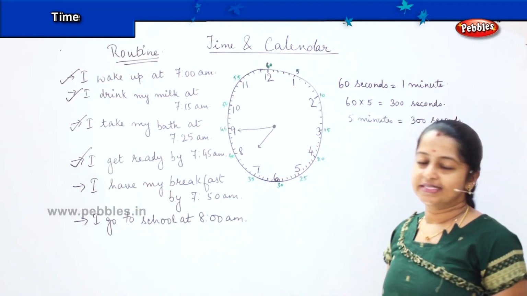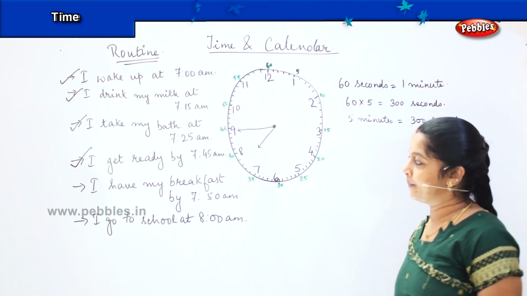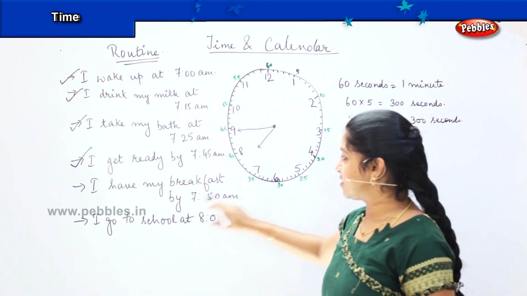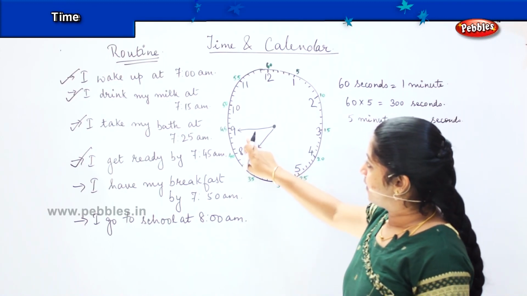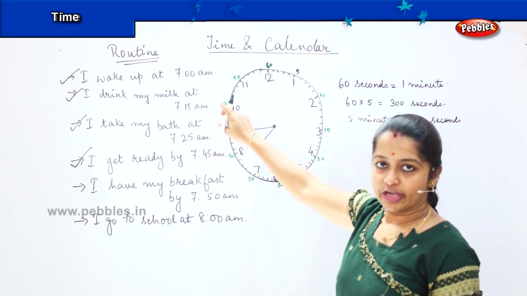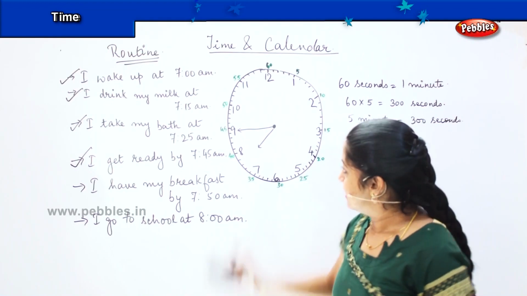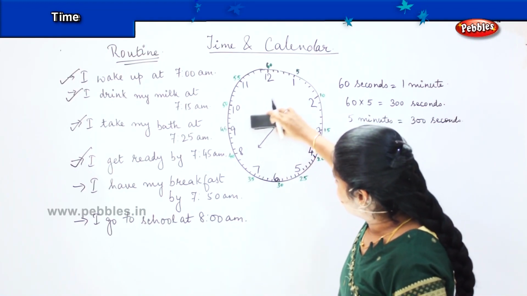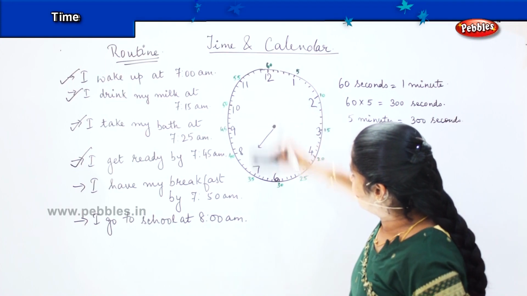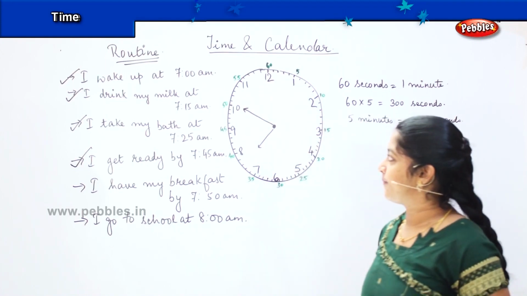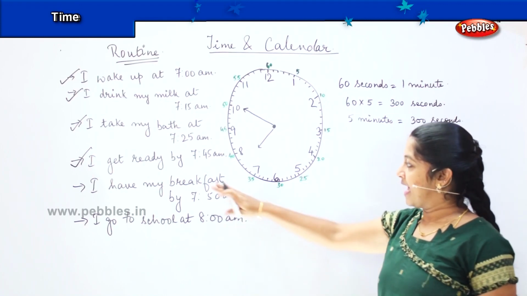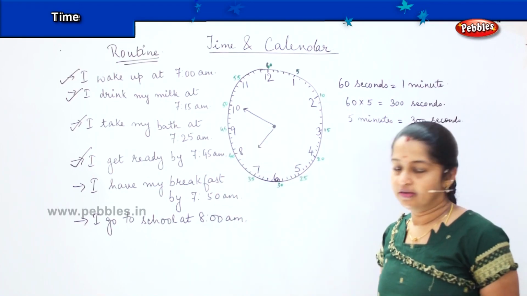Yes. So what is the next thing which I will do after getting ready? I have my breakfast by 7:50. So where is 7:50 given? From 45 to 50, another 5 minutes. So this minute needle will move from 9 to 10. Yes. So I will be having my breakfast by 7:50.